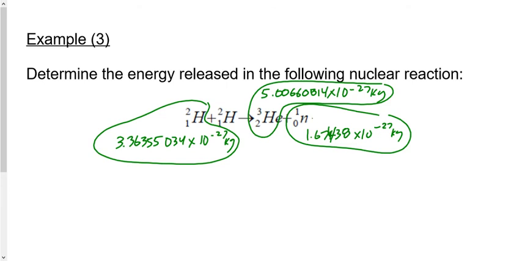Example number 3 for me. Given the mass of hydrogen-2, the mass of helium-3, and the mass of a neutron, you wanted to find the energy released. Now, to find the energy released, we have to know where the energy comes from. Where does the energy in a nuclear reaction come from?